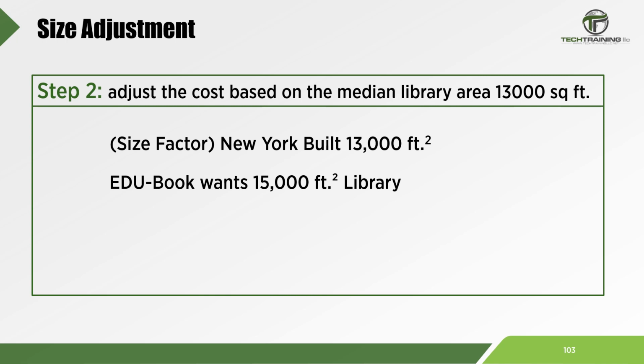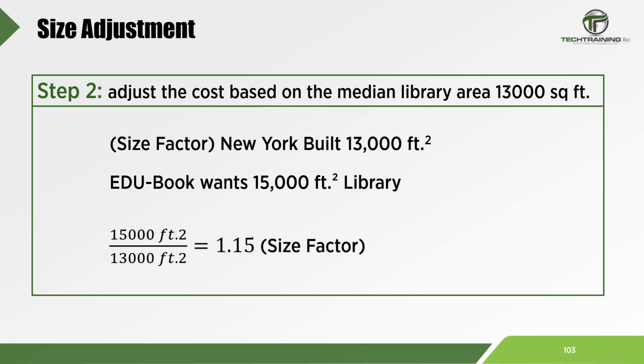To get the cost adjustment for the size, we first calculate the size factor. We obtain the size factor by dividing the new area, 15,000 square feet, by the median quality area, 13,000 square feet, again in New York. This gives us a size factor of 1.15. Now, to modify our cost, we will use the cost modifier chart.